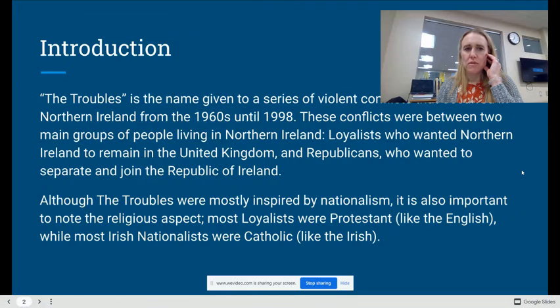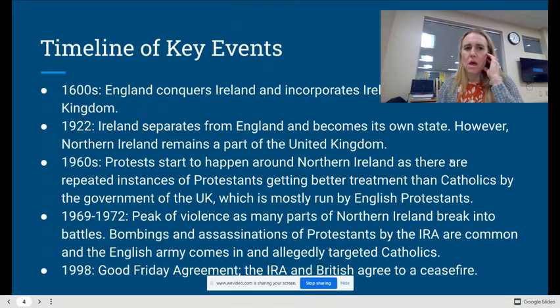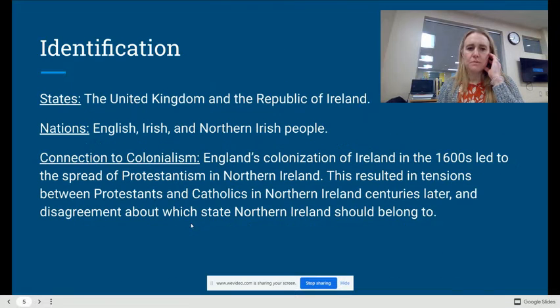So we have the Troubles, we have our introduction. So we have a good solid introduction slide. Then we have a map as well as a circle. So this teacher put a circle around what region it is, as well as a little caption over here. Then a timeline of the 5 key events. So starting way back in the 1600s all the way to 1998.